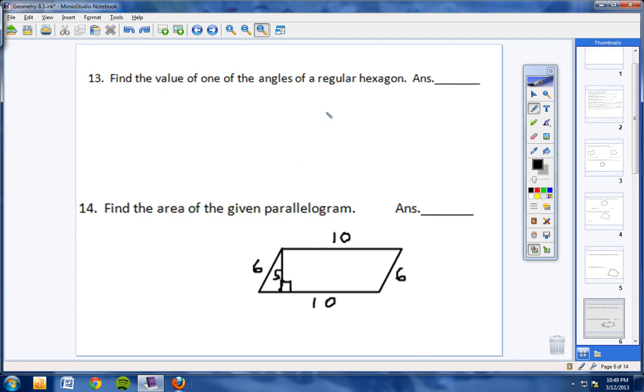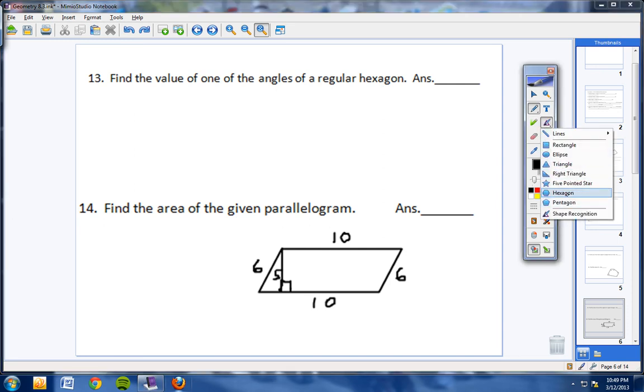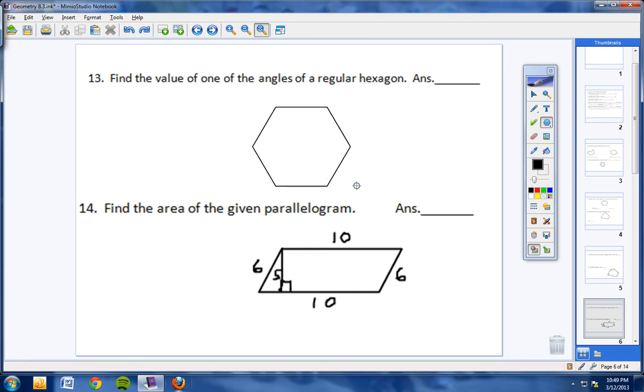Number 13, find the value of one of the angles in a regular hexagon. If you don't know what a hexagon is, I will quickly show you. It is a 6-sided shape. Okay, looks like that. 6-sided shape. So find the value of one of the angles right here, and you should be able. It's a regular hexagon. If I didn't say regular, you couldn't do it, but because it's a regular hexagon, you can find the measure of one of those angles.